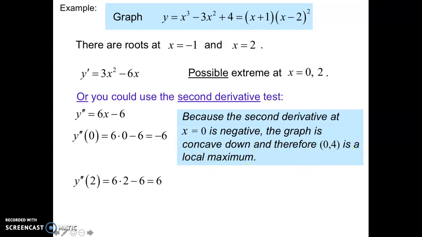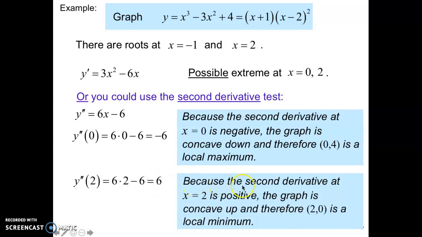Now I do the same thing with the other critical point that I found. I put in 2 and I find a positive value. So because the second derivative is positive at this critical point, that means the graph must be concave up there. And if the curve is concave up, then the critical point that I found must be a local minimum at the bottom of that concave up region.